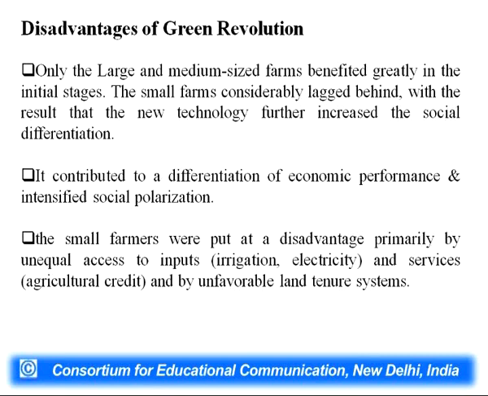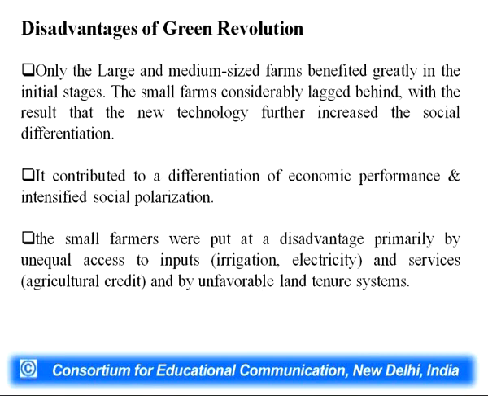And so only people having large land holdings were able to adopt the variety of irrigation packages, schemes, high yielding varieties of seeds and inputs, fertilizers. It contributed to a differentiation of economic performance and intensified social polarization, even at the country level, because this Green Revolution was only successful in a few selected areas.